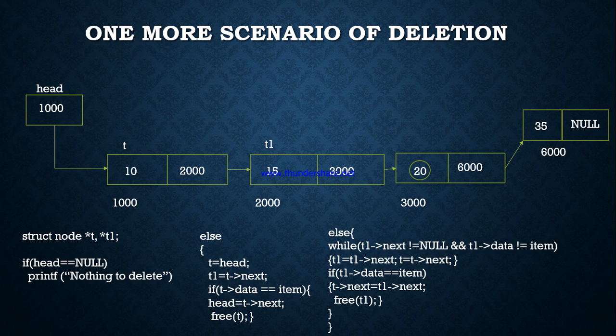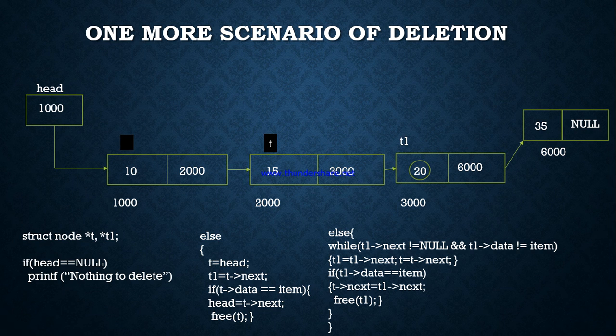Now what are we checking? T1 of next not equal to null. The value of T1 of next is 3000, so it is not null. Our condition is true. And T1 of data not equal to item: the T1 of data is 15 and our item is 20, so this condition is also true. Both conditions are true, so T1 equal T1 of next. T1 points to 2000 and T1 of next is 3000, so T1 will go to this position.